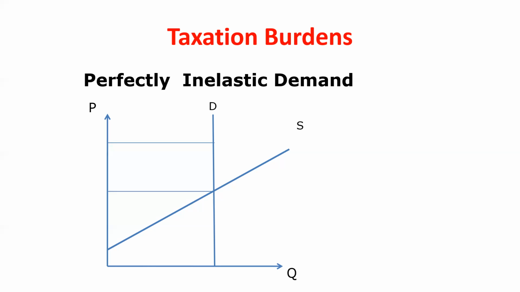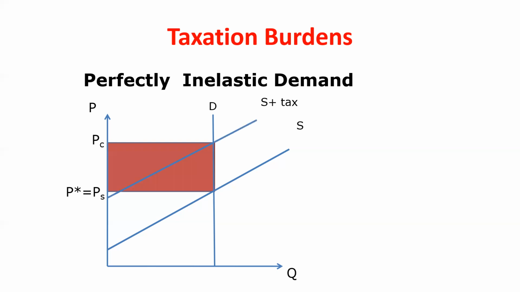So if you start out with the extremes, sometimes it's easier to understand these relationships. If demand was perfectly inelastic, consumers bear the entire burden, right? Or all of the tax revenue is really coming from this lost consumer surplus. Okay. Questions on that?